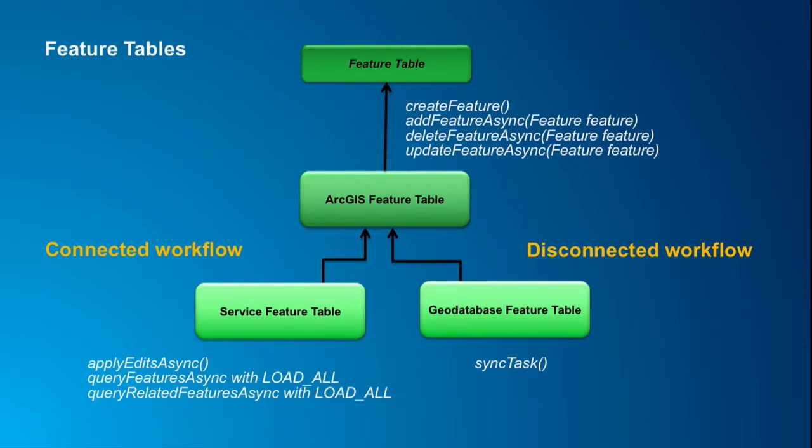In addition, there are some methods and calls that you can make with querying features async that have to do with loading all the features. And you can do that in the service feature table API. That essentially means load all my features and load them right away, as opposed to having to wait for them to load. And that's a nice handy helper method to work with when you're needing to have features show up right away. This is in contrast to the geodatabase feature table, where all of the features that you're working with are already loaded, so you don't have to actually wait for them to load.